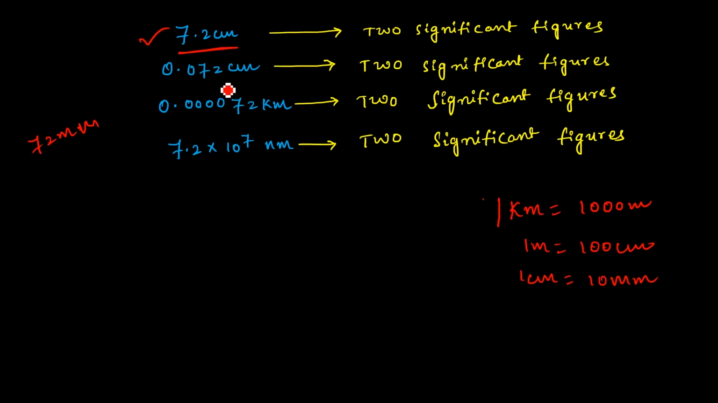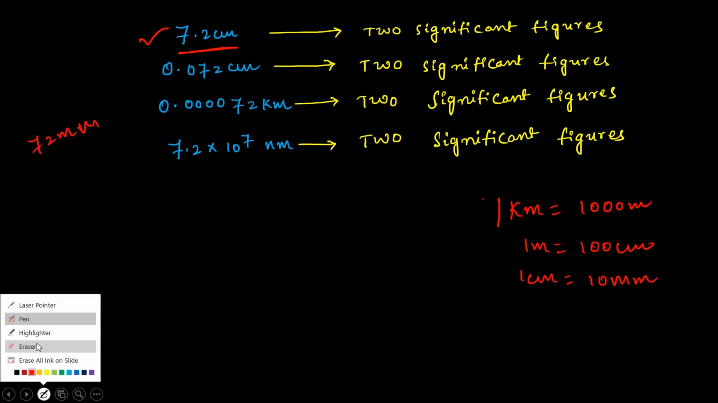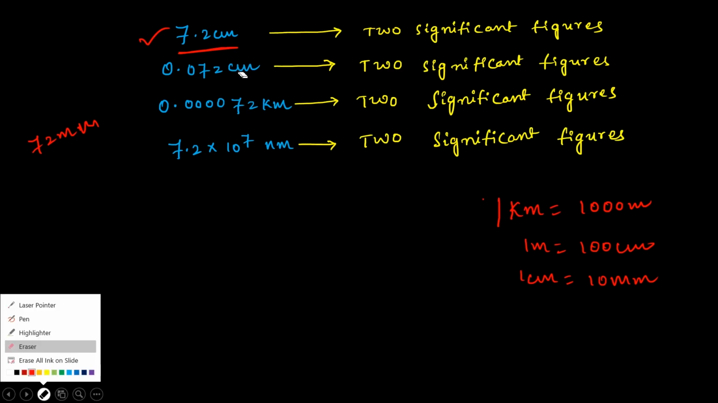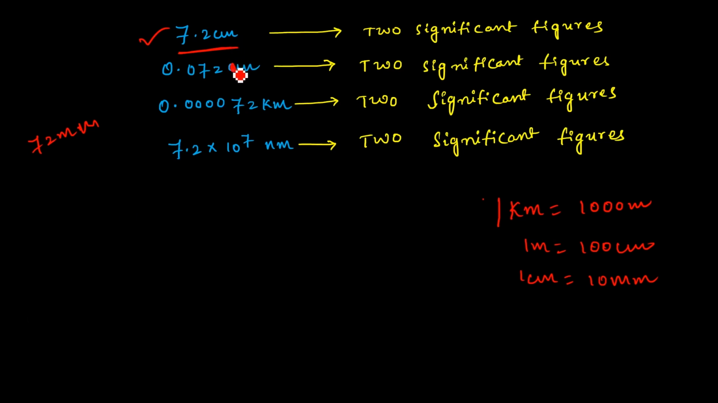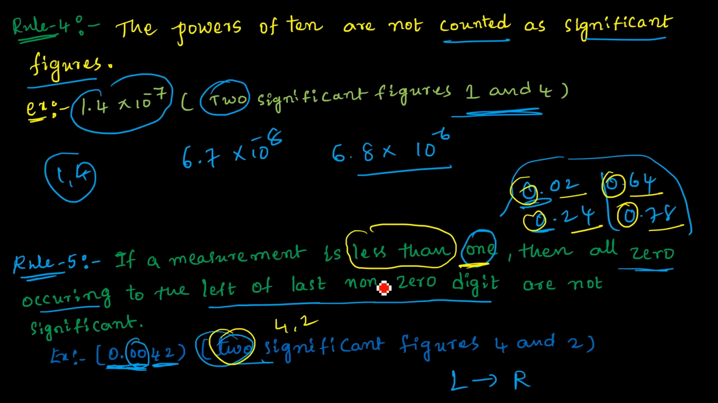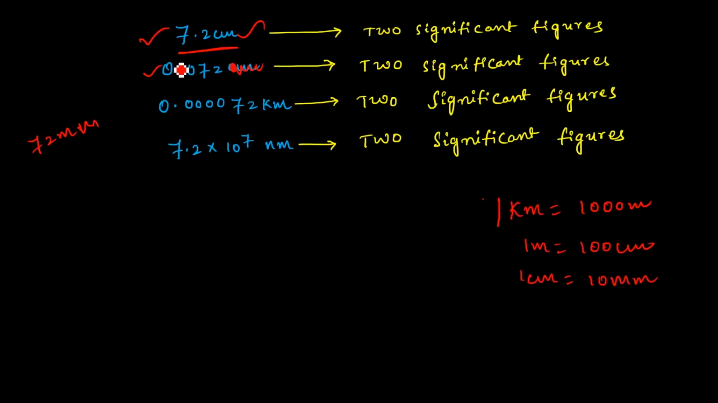Sorry, here it is meter. So we already took this centimeter here, and it is meter, right? Like this we can take. I already said that when the value is less than 1, we use the previous rule, rule 5: if the value is less than 1, the left side zeros cannot be taken as significant figures. So this cannot be taken as significant figures.